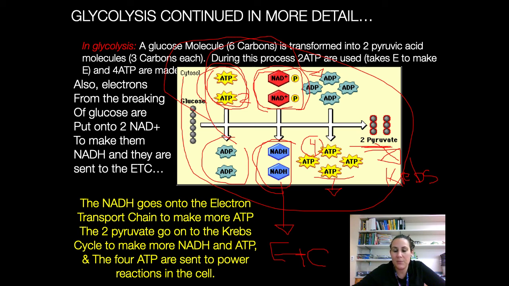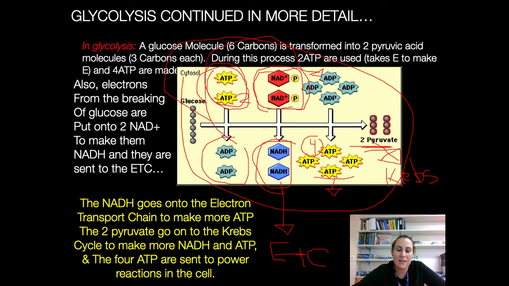And then where the pyruvates go is they go on to the Krebs cycle, which is in the mitochondria. The ATP go off to wherever they're needed, anywhere that needs energy. The NADH actually go on to the electron transport chain, and that's also in the mitochondria.